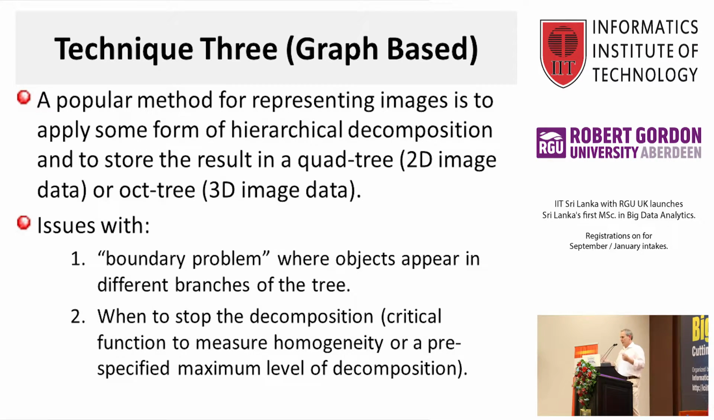A few issues with it: we divide our image up into a grid, we build our quadtree. I'll give an example of this in a minute. We may have features that are on the boundaries between grid cells, which causes us a problem. There's also the question of when to stop the decomposition. You can go down as far as the pixel level, but as you go down, the complexity of any algorithms you apply increases, so you've got to stop somewhere, and there's various techniques for doing that, called critical functions, and where to stop the decomposition.